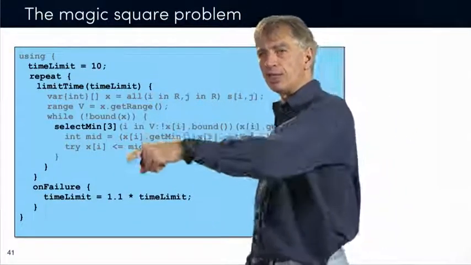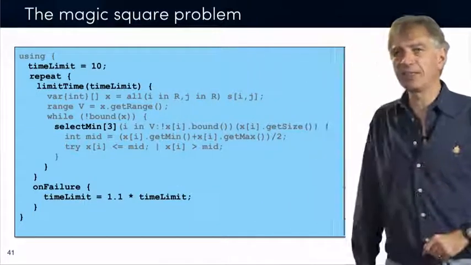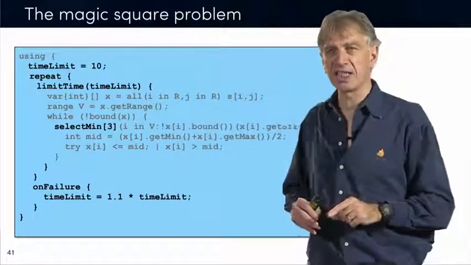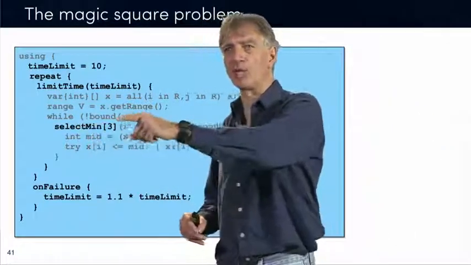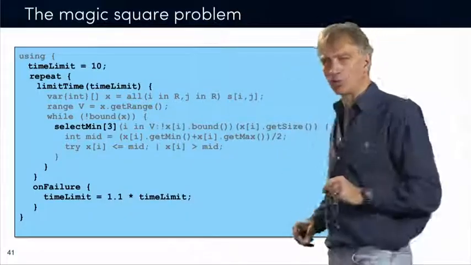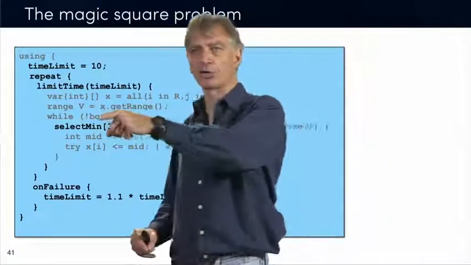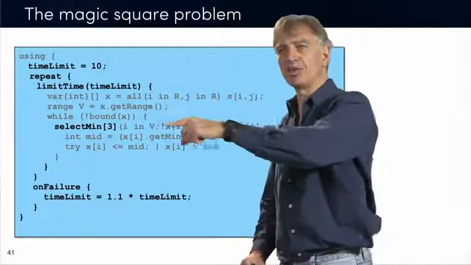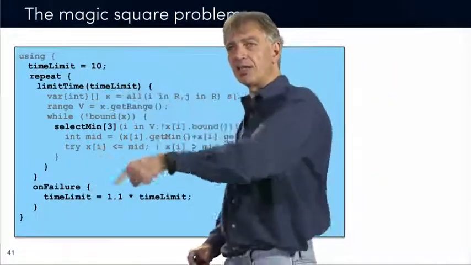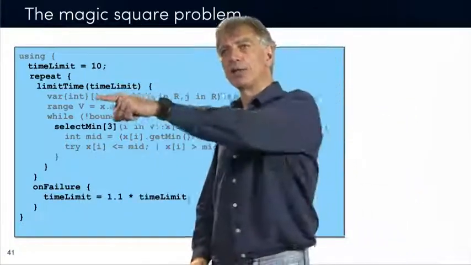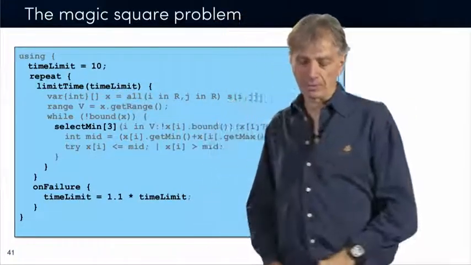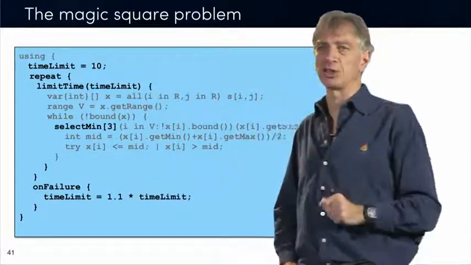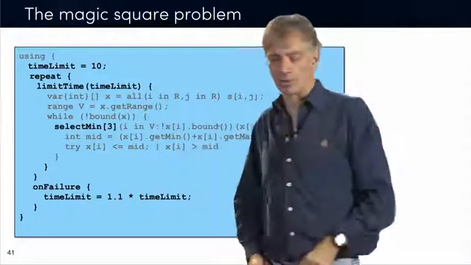What you see in shadow gray over there is the search procedure that I've shown you before, and we are making very few changes. One of the changes is that we are randomizing. Instead of selecting the variable with the smallest domain, we are selecting one of the three variables which have the smallest domain. Then we have this repeat loop, which restarts the search, and we make sure that we only search for a certain time limit. If we fail to find a solution, when we restart, we increase the time limit. That's all we have to do to implement this.